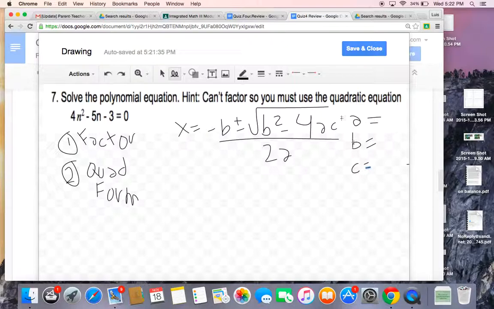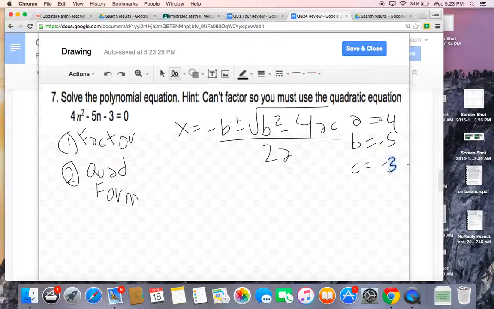A is the coefficient of my variable squared. So I have n squared, or n to the second. My coefficient is 4, so that's my a. So a is 4 because that's the coefficient of n to the second. What is b? Well, b is the coefficient of n to the first, which in this case is negative 5. Next, what is c? Well, c is the number by itself, which is just negative 3.